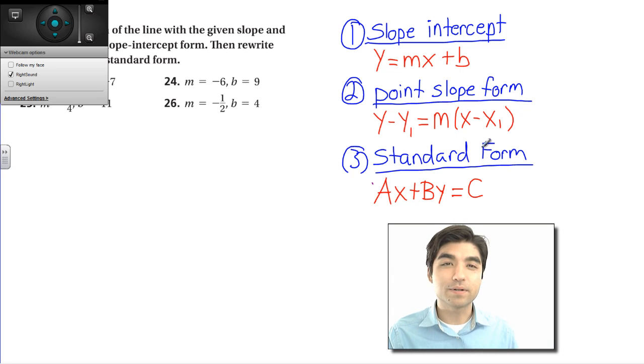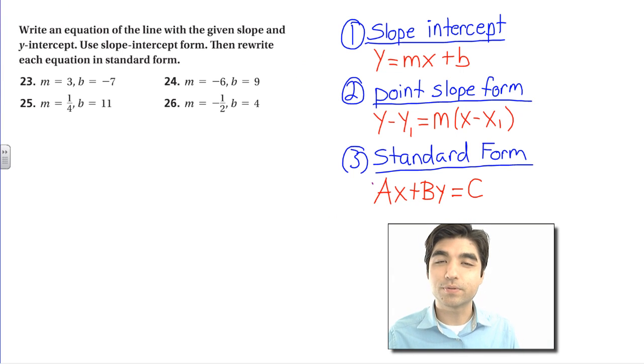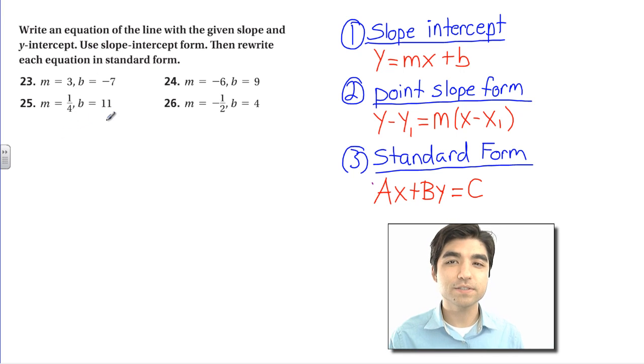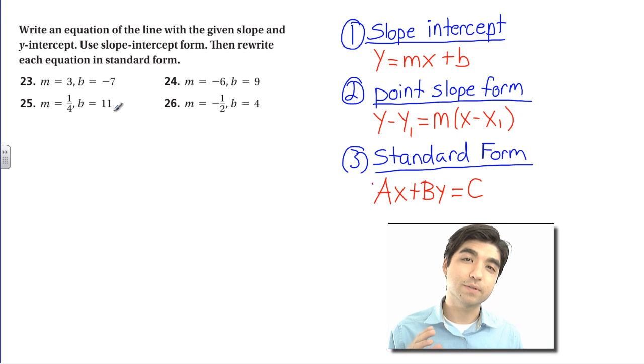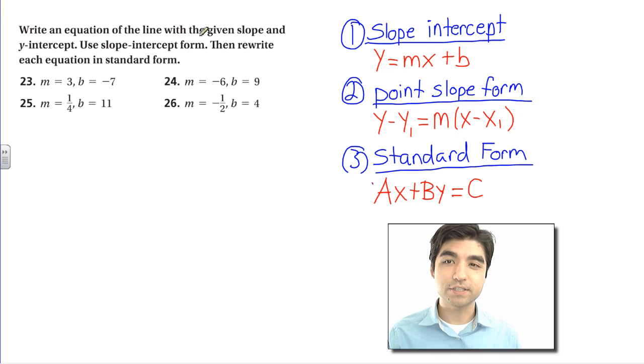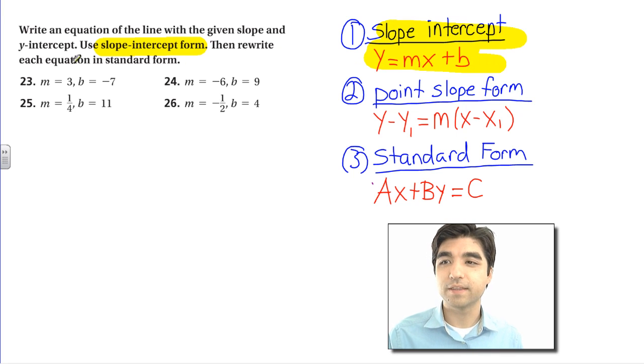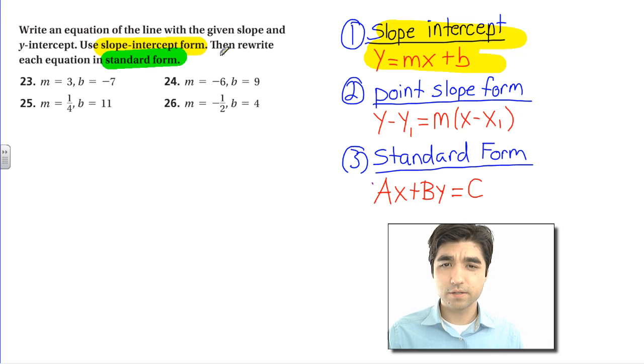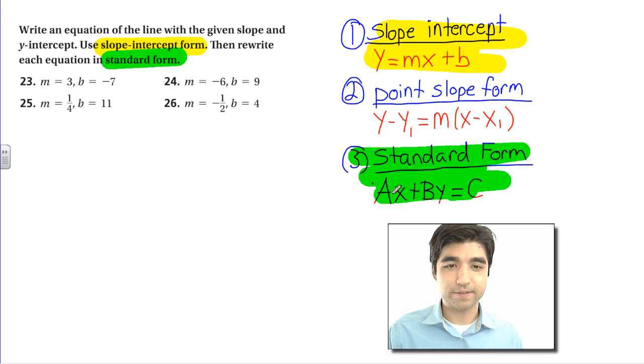Okay, so we are on problems 23 through 26 on the practice chapter 2 test. And these aren't so bad as long as you know what the slope-intercept form is and what the standard form is. So it says to write an equation of a line with a given slope and y-intercept, use slope-intercept form first. So this is slope-intercept form. Then rewrite the equation in standard form. So this is standard form down here.